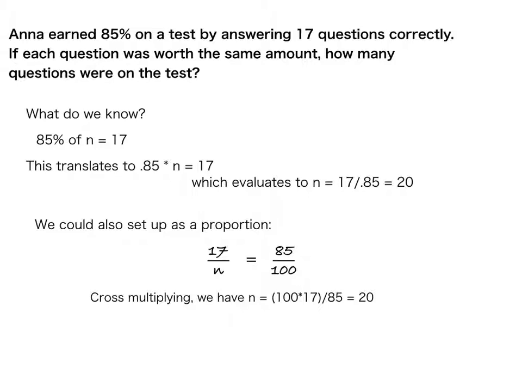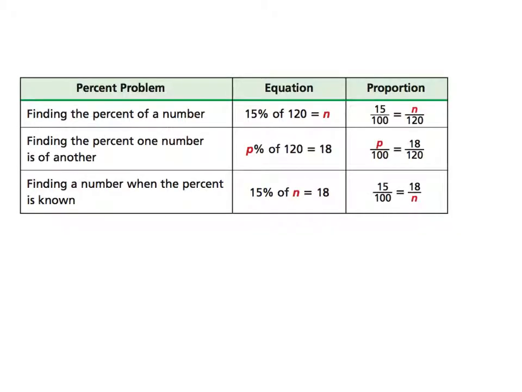So we looked at our three options. Now we want to look at just a quick summary. Our first problem, finding the percent of a number. And again, we see the equation. We have whatever percent, 15% of 120 equals the number. Also set up as a proportion, 15 over 100 equals n over 120.